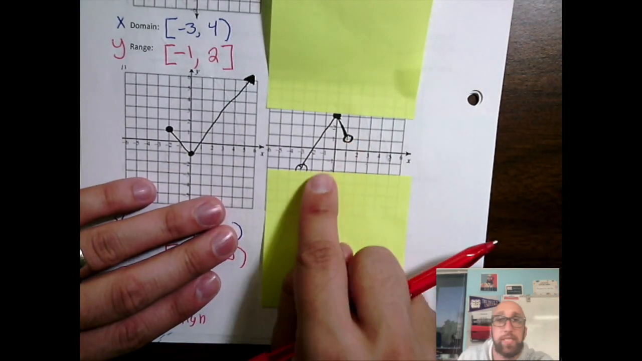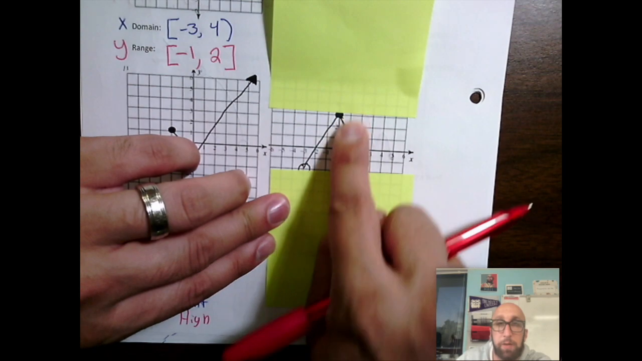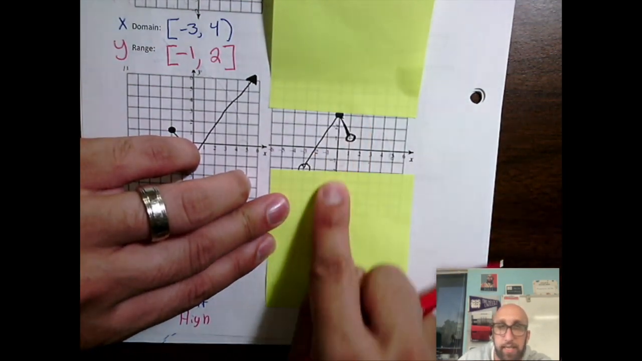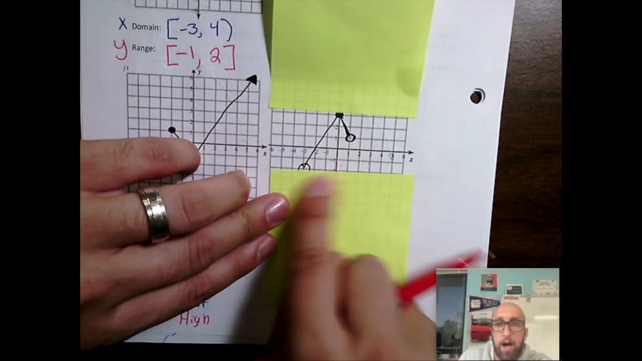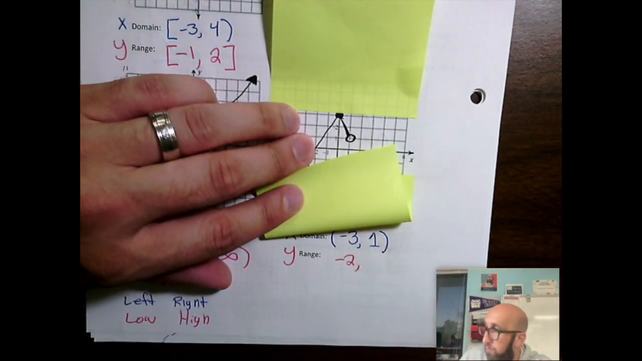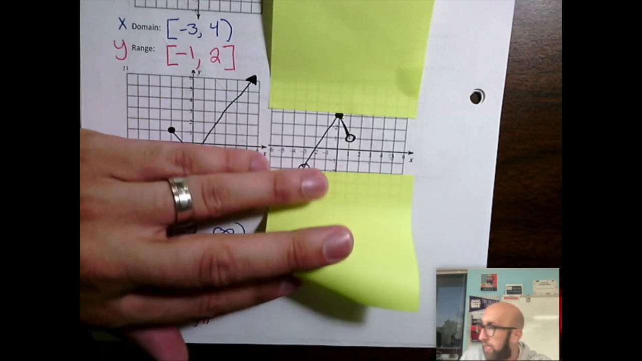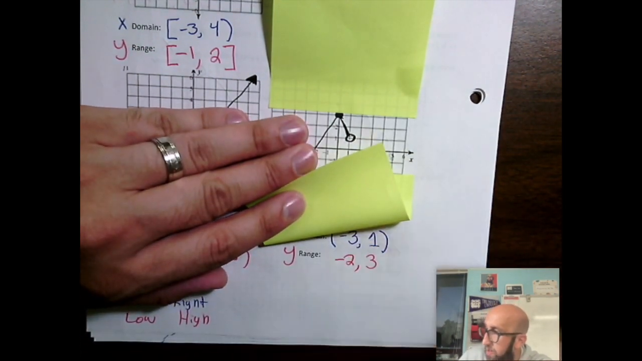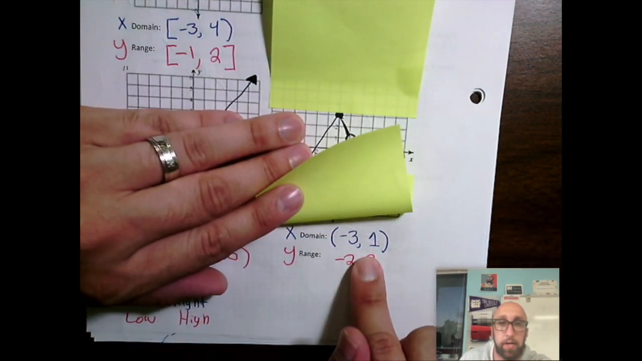Since we're talking about range, we're talking about y. I'm going to get my numbers from the y-axis. On the low end, I'm at the y-axis at -2, so I'm going to write down -2. On the high end, I'm all the way up on the y-axis at +3, so I'm going to write down a +3. So there's my numbers. Did my Post-its, did my numbers.